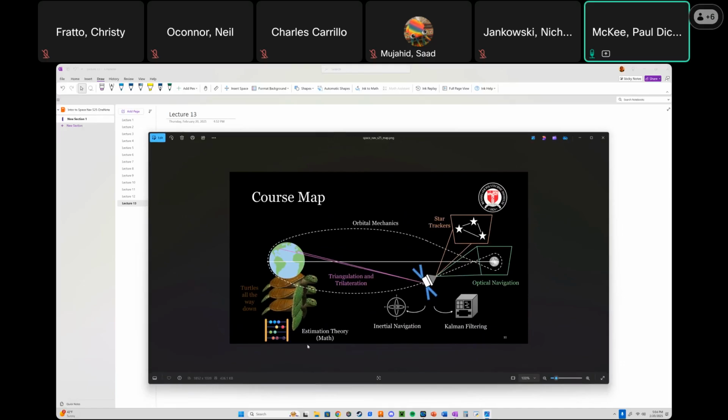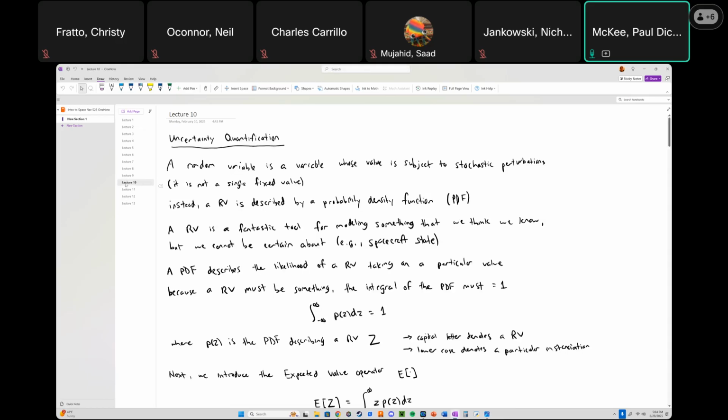Once we finished up with that, then we moved into estimation theory, and there was this one lecture on matrix vector calculus that didn't really fit into any of the units, but I guess that's math, so we'll group it in here. And we've since gone through estimation theory. So we started with uncertainty quantification, which was lecture 10. We talked about covariance, which was the word of the day back then.